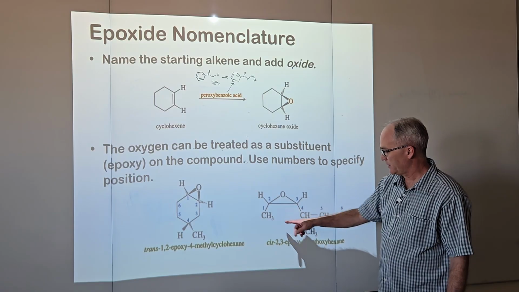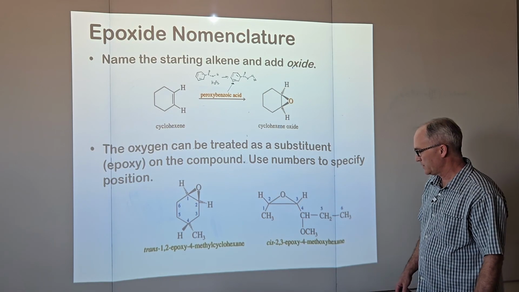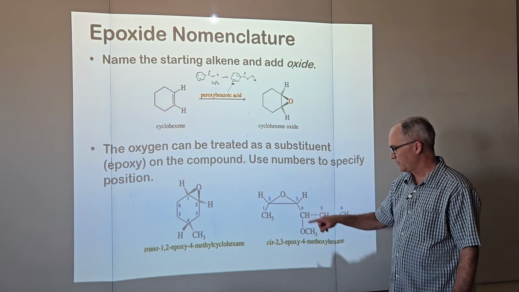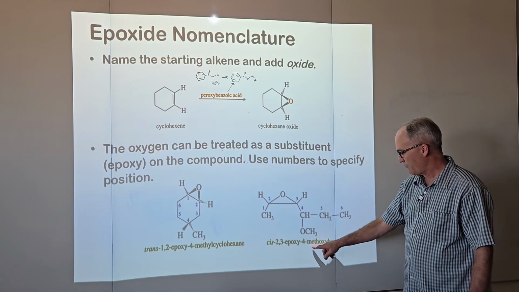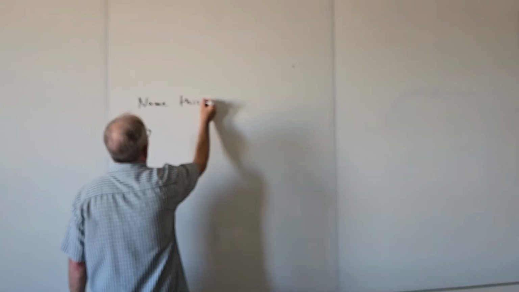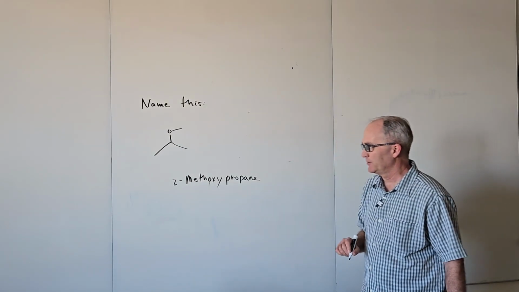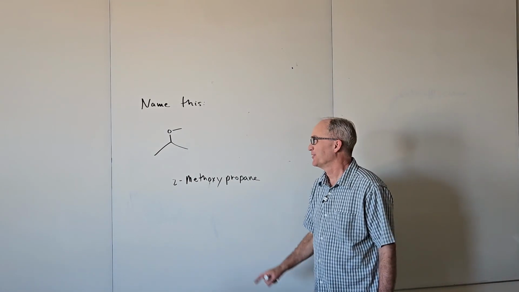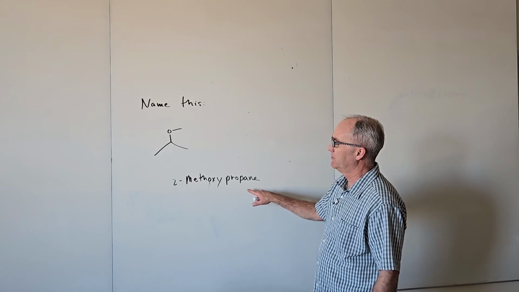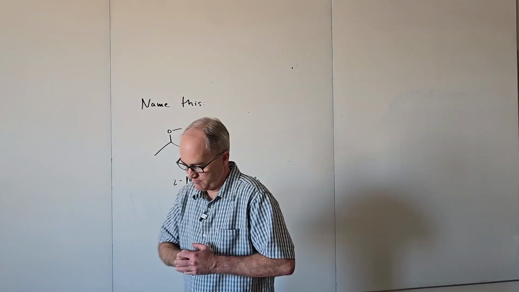Notice we have a ring. We have the methyl group going down and this group here going down. So this is cis 2,3-epoxy. That tells you where the three-membered ring is. 4-methoxyhexane. Let's start over with this. With the IUPAC, did I get tied up earlier? 2-methoxypropane. Of course, the common name we just looked at was methyl isopropyl ether.